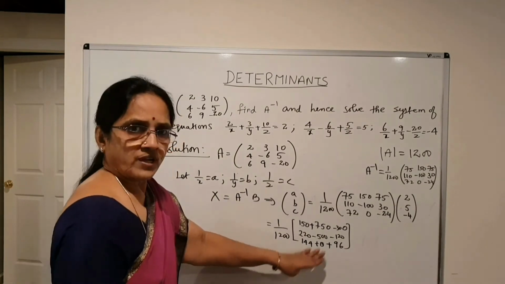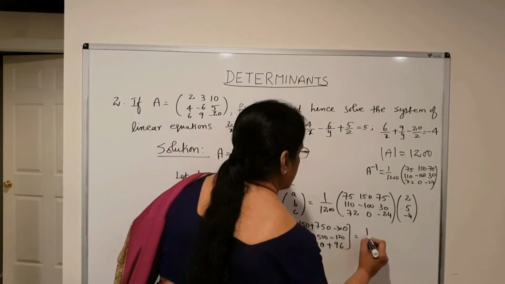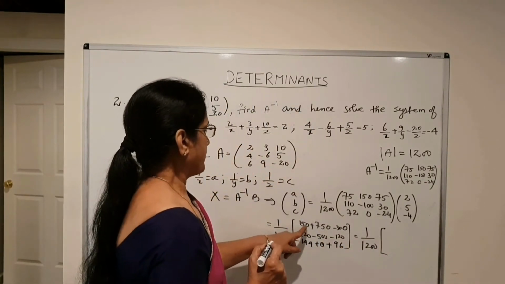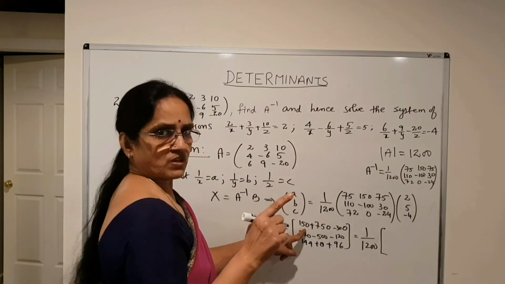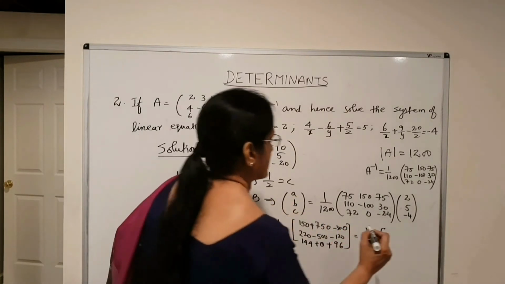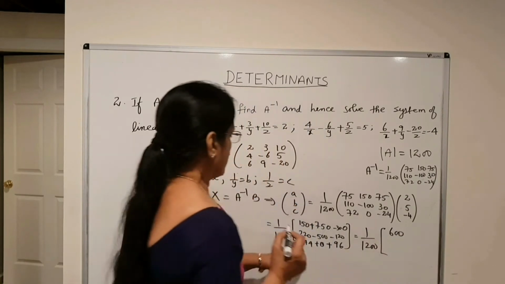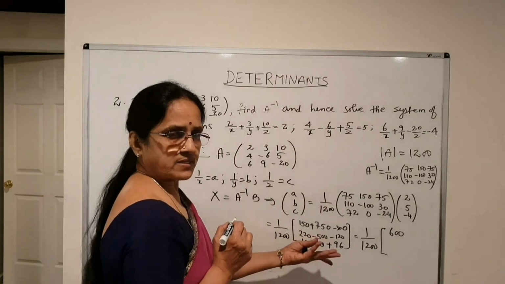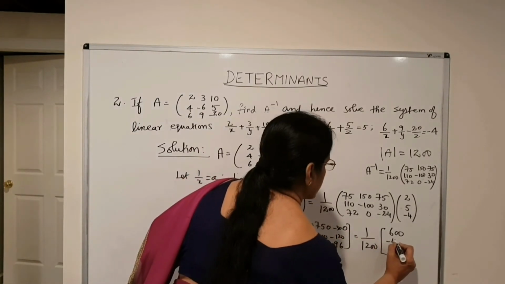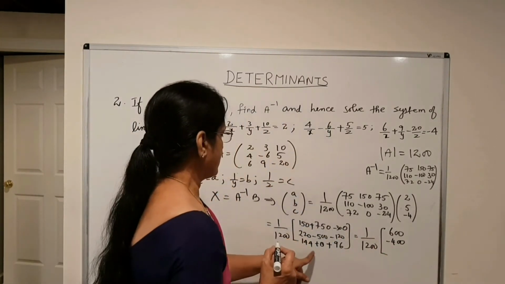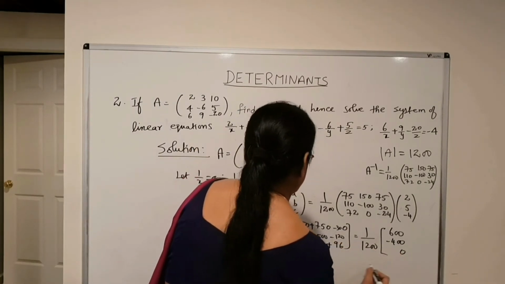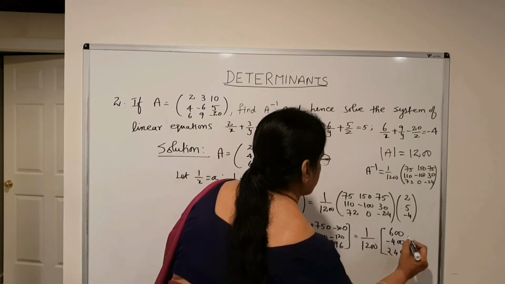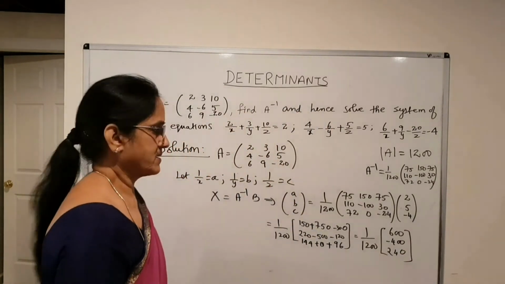Okay. Now, let me simplify this. This is nothing but 1 by 1200 into, let me add 150. That minus 300 plus 150 is minus 150. If I write here minus 150, I get it as 600. Now, in this case, 220 minus 120 is 100. So, minus 500 and plus 100 is going to be minus 400. The next one, when I add these two, 240. This is what I am getting.